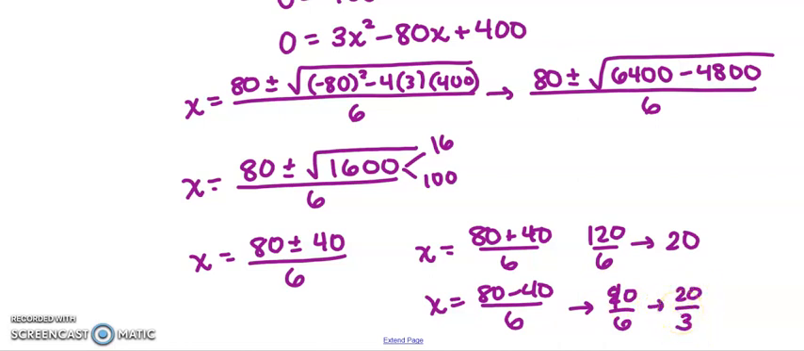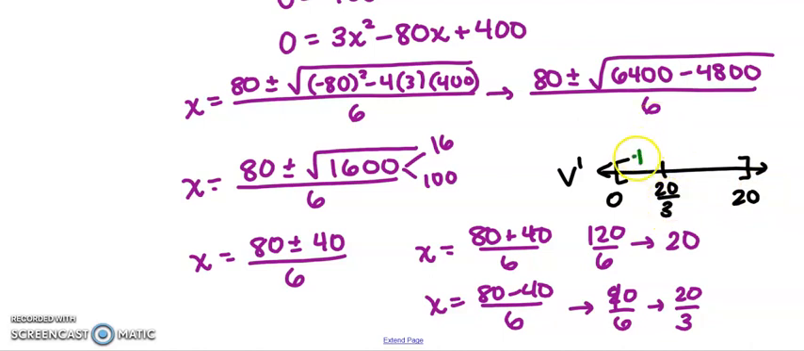Next thing that I need to do is figure out which one of these actually is the maximum. So I can do a number line, v prime. I can only look between 0 and 20 because that's how much paper I have. I would run out otherwise. And I do find out that this is a change from positive to negative. So 20/3 ends up being the x value I need for a maximum.